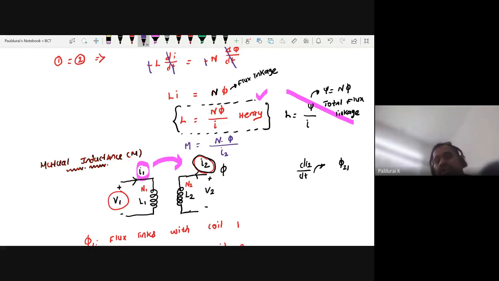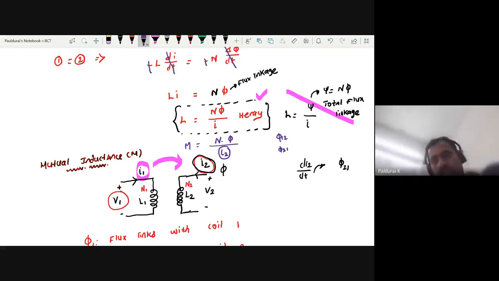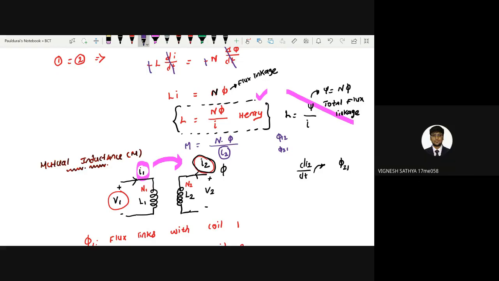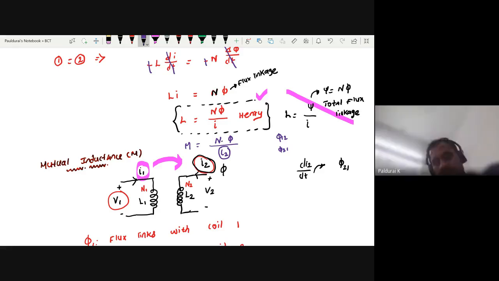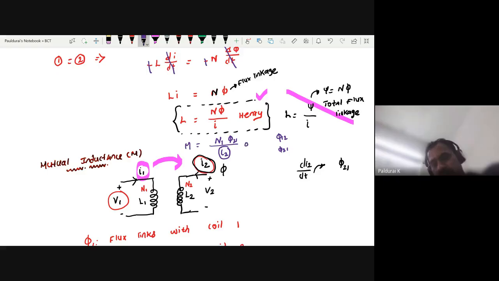Then my question is, is it phi 12 or phi 21? If this is I2, that's my question. First, N1 or N2? If it is I2, it is N1. So I2, N1, so phi 21. Yes, very good. Otherwise, if it is I1, obviously it is N2, because the rate of change of I1 produces EMF at coil 2. So obviously the number of turns at coil 2, N2. So this is phi 12, right?